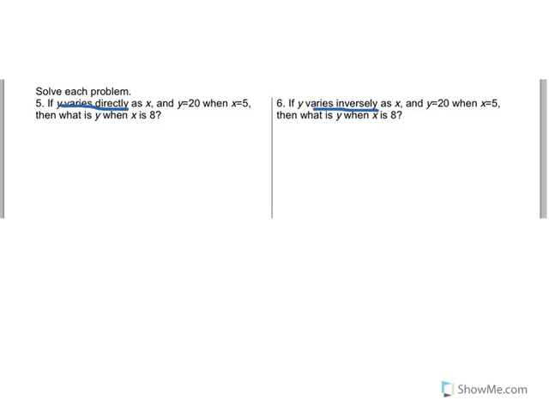So here's how it works. For direct variation, you have the formula y equals kx, where k represents our constant. What I'm going to do first is what I see kids do in classes, they make a little table, and I think that's pretty helpful. So they'll say x is 5 when y is 20, and x is 8, and we're trying to find out what y is going to be.